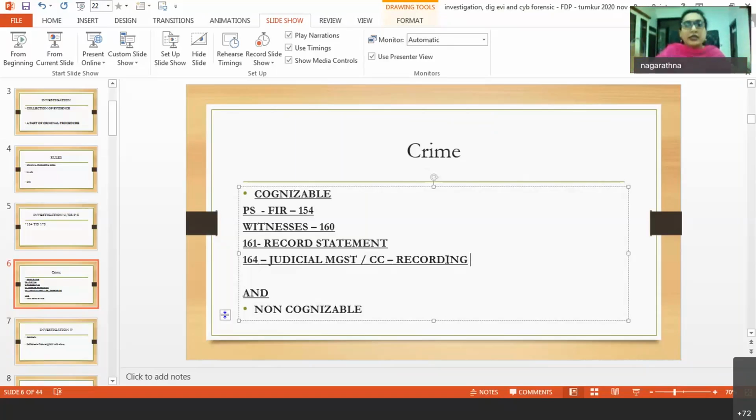Got it. Now here, I can also record the statement of the accused. So suppose the FIR is saying that I committed the offense. So even I can be taken to the court and my statement can be recorded. Now, this is what happened in Kasab's case.